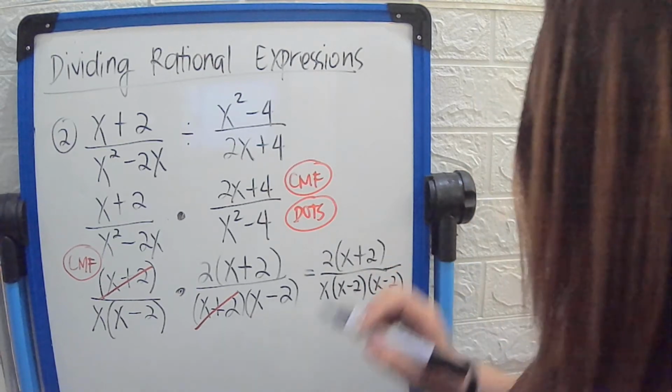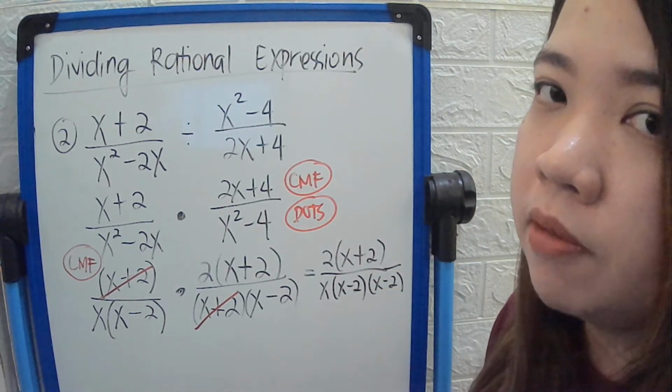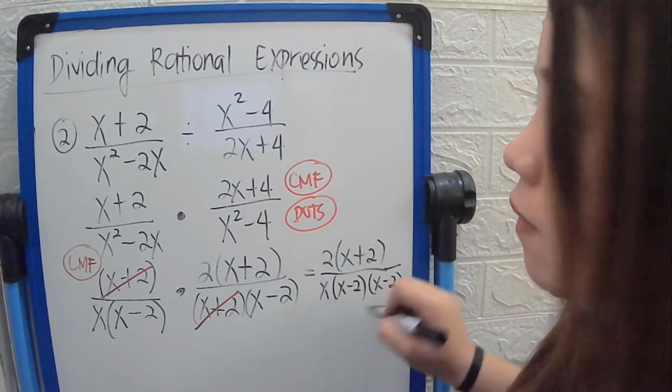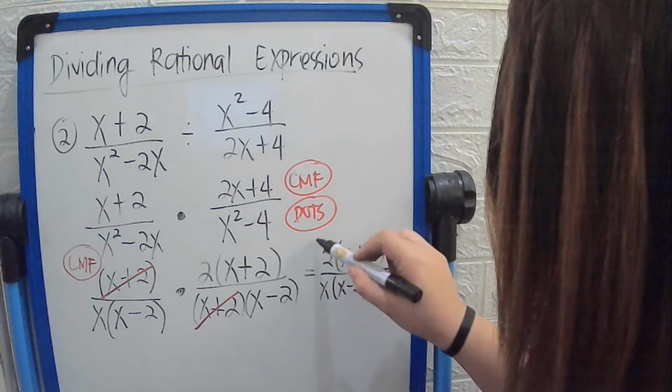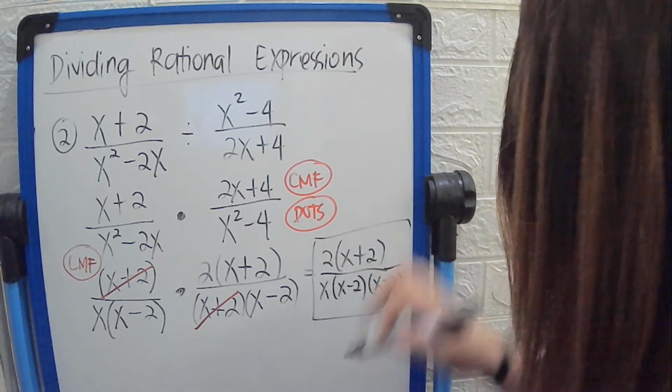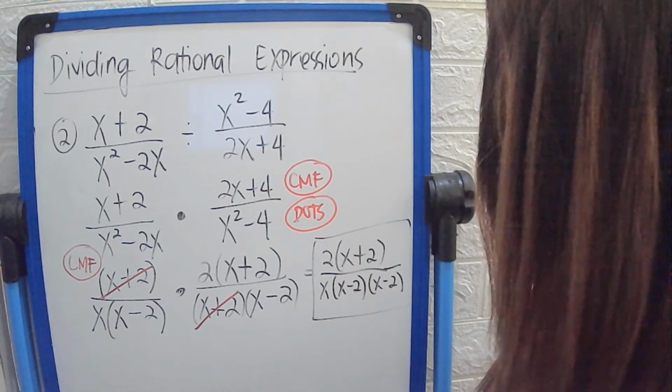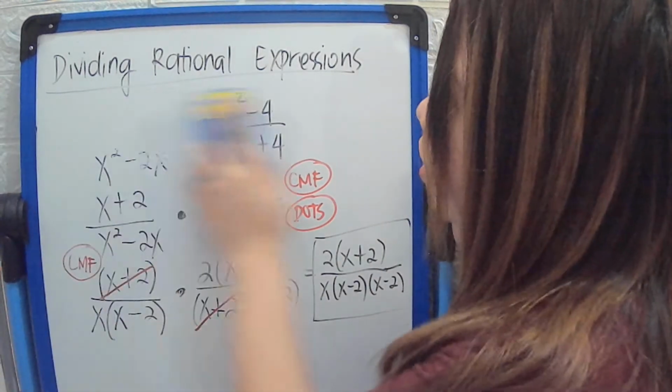Okay, so if your teacher asks you to simplify your final answer, you distribute these 2, then you multiply everything in the denominator. So for me, this is already your final answer. Okay, next, let us have binomials.